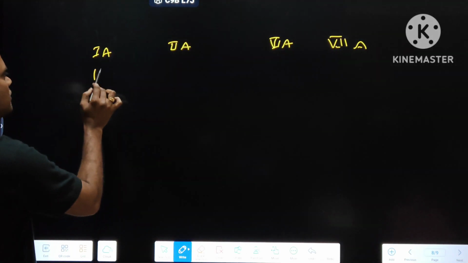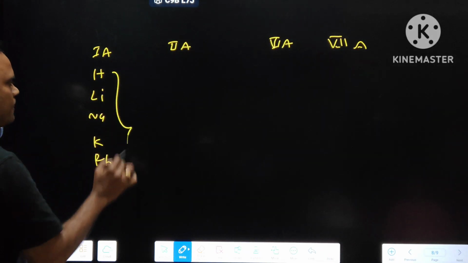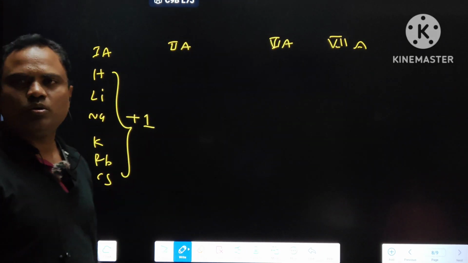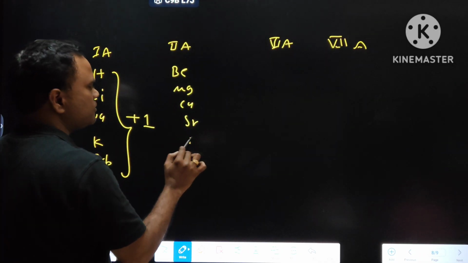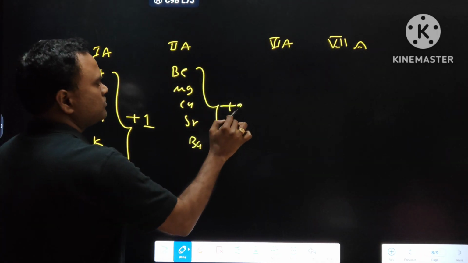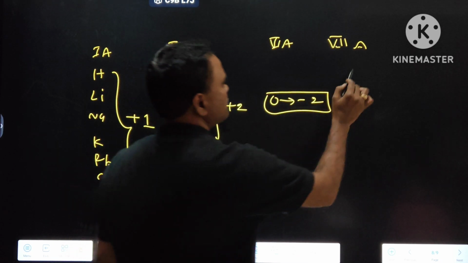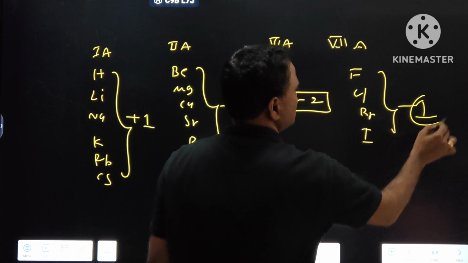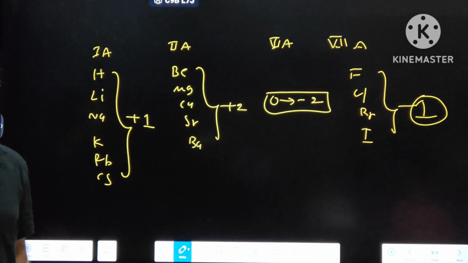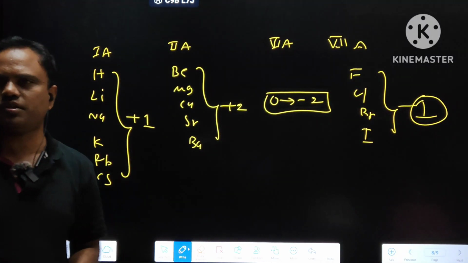Say first A group elements: hydrogen, lithium, sodium, potassium, rubidium, cesium. All these elements show +1 oxidation state. Second group: beryllium, magnesium, calcium, strontium, barium, radium, +2. 6A group, mainly oxygen: oxygen's common oxidation state is -2. Halogens: chlorine, bromine, -1. If we know the oxidation states of these elements, we can find the oxidation state of any other element. So remember the first, second group, oxygen and halogens oxidation states.